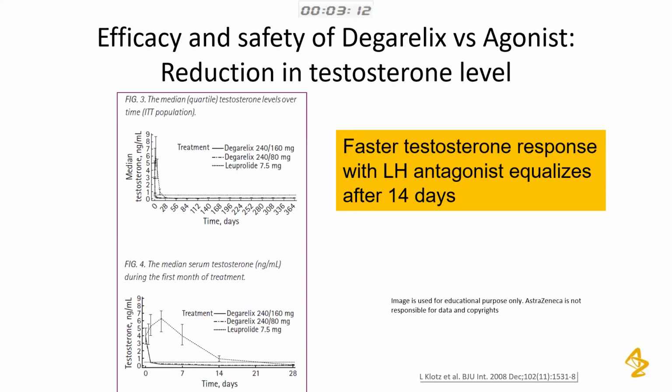So the faster testosterone response with LH antagonist equalized after 14 days. That's why, as the discussion has been there since the morning by Amit Joshi sir and also by Kumar sir, initially the response rate is required, so at that time it can be antagonist, which reduces testosterone levels within 14 days, and after that both of them can be used. But agonists like goserelin give the advantage of 3 monthly doses and ease of administration. So that is a good strategy.